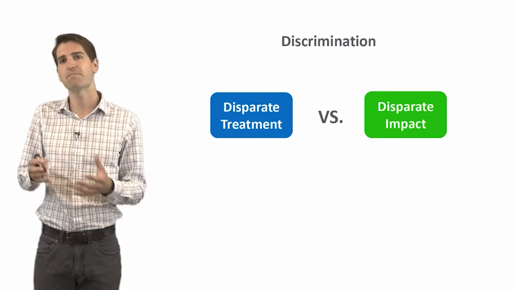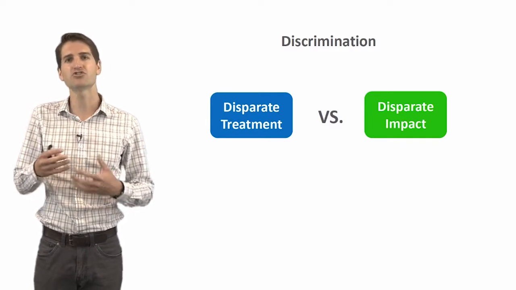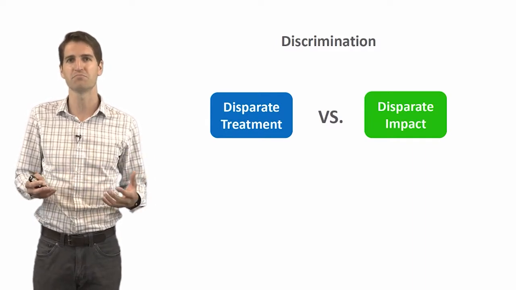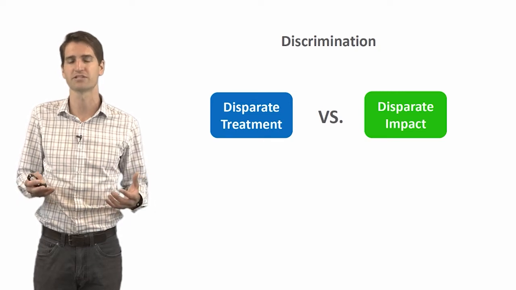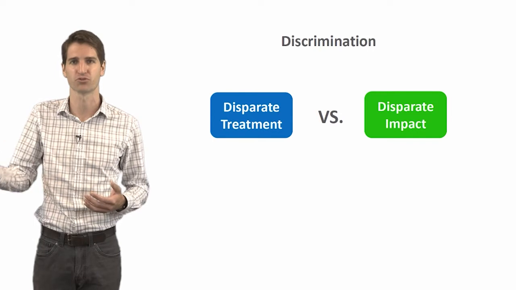Now, disparate impact, on the other hand, is a little bit harder to spot. And this is because it's facially neutral. So on the surface, it might not look like it's discriminatory in practice, but it has adverse consequences for different protected groups, or at least one protected group.